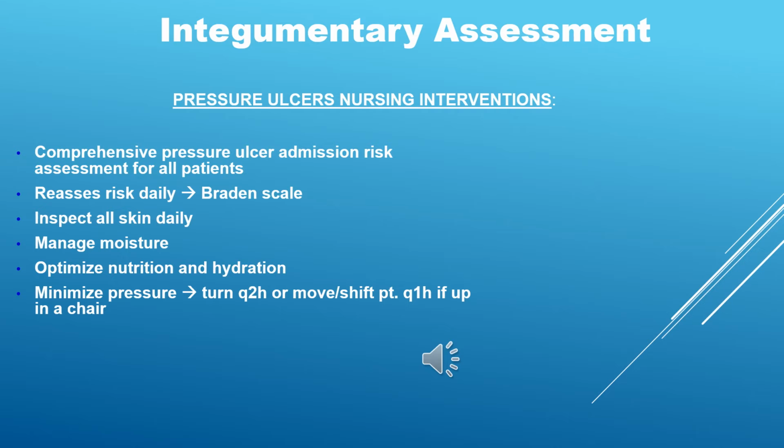Integumentary assessment, nursing interventions in regards to pressure ulcers. With regards to nursing interventions, a lot of this revolves around assessment. You have comprehensive pressure ulcer assessments and risk assessment that should be done on all patients. The initial assessment always requires a registered nurse, which is about 1 to 2 RNs. Reassess risk daily. Nurses do reassess risk daily by way of the Braden scale. We will discuss the Braden scale in the next slide.